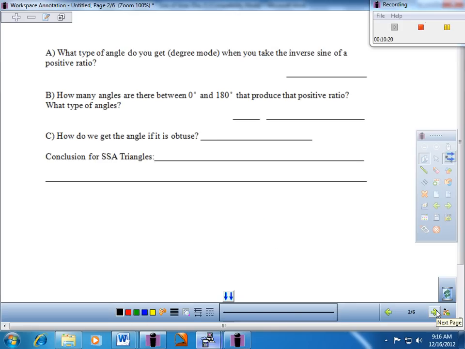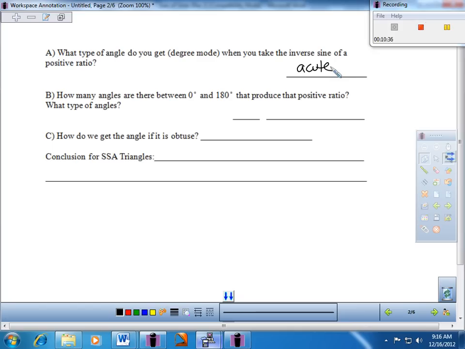And it says, what type of angle do you get in degree mode when you take the inverse sine of a positive ratio? Exactly what we just saw in that investigation. When I do that inverse sine of 0.7 and change, the calculator is programmed to give us only an acute angle, something between 0 and 90 degrees. Here's the issue, though. How many angles are there between 0 and 180 degrees that produce that positive ratio?